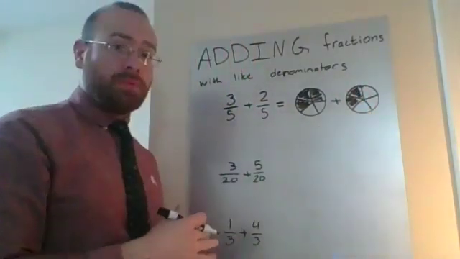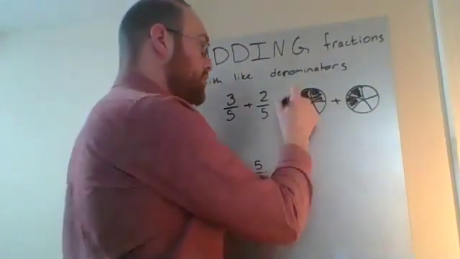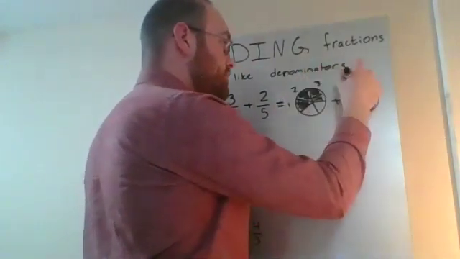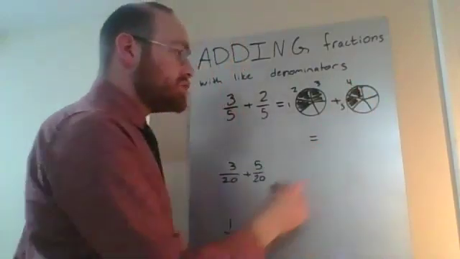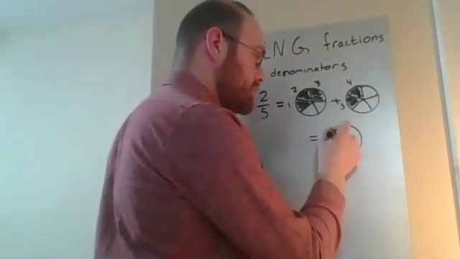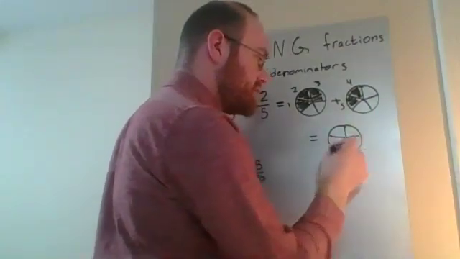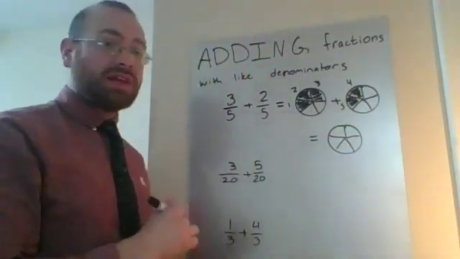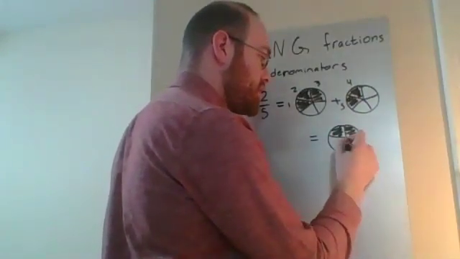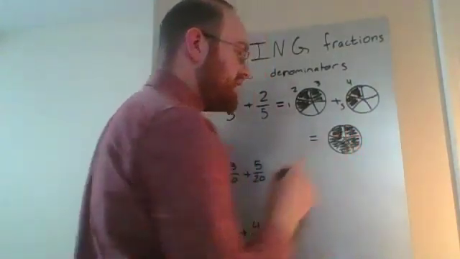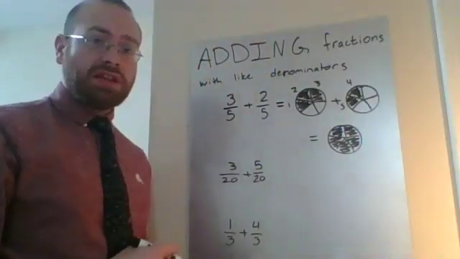Now we can count how many fifths we have altogether. 1, 2, 3, 4, 5. So we can draw a new circle, also with 5 parts. And now we're going to shade in all 5 of them. So that's 1, 2, 3, 4, all 5. Now notice that we've shaded in the whole region.